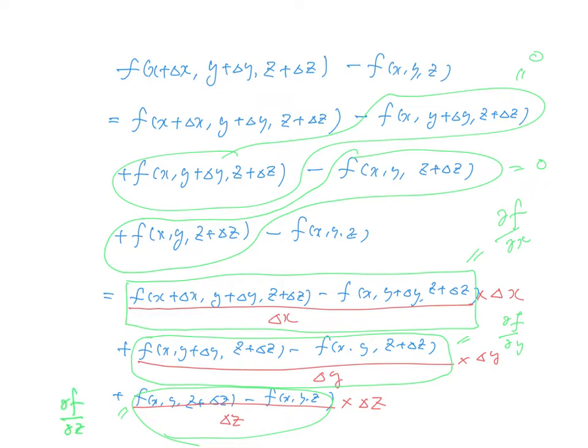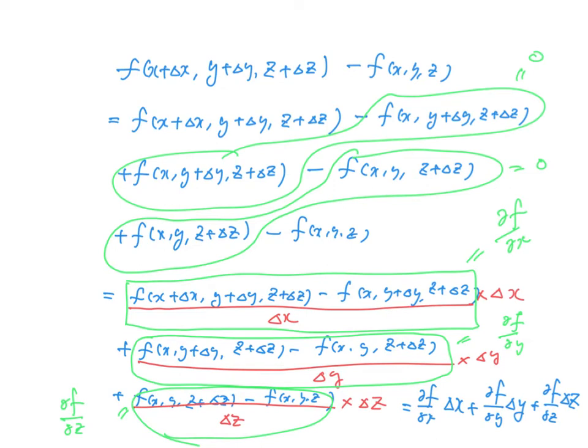So the whole thing can be written as partial f/partial x times delta x, plus partial f/partial y times delta y, plus partial f/partial z times delta z. So can I move on to the next page?